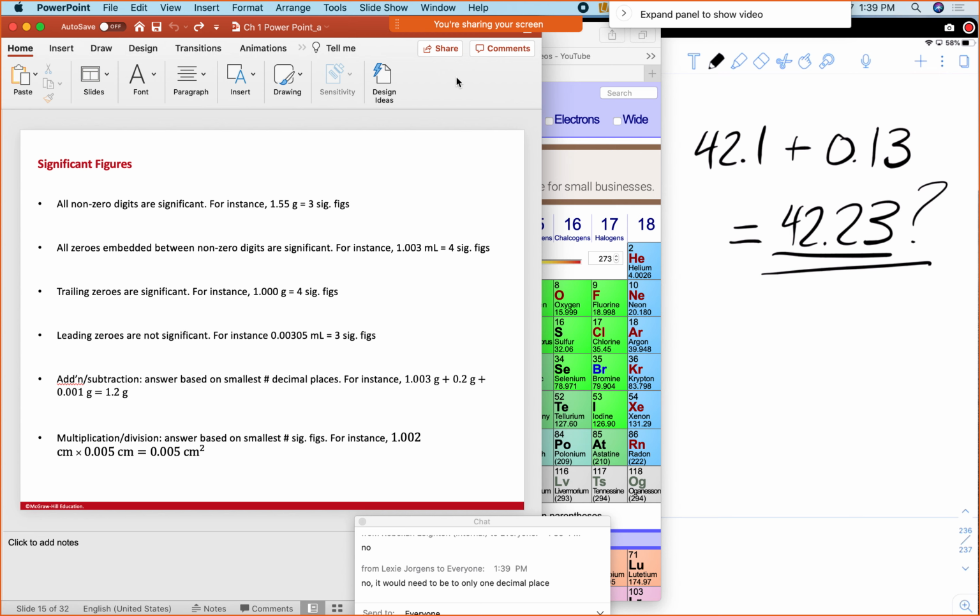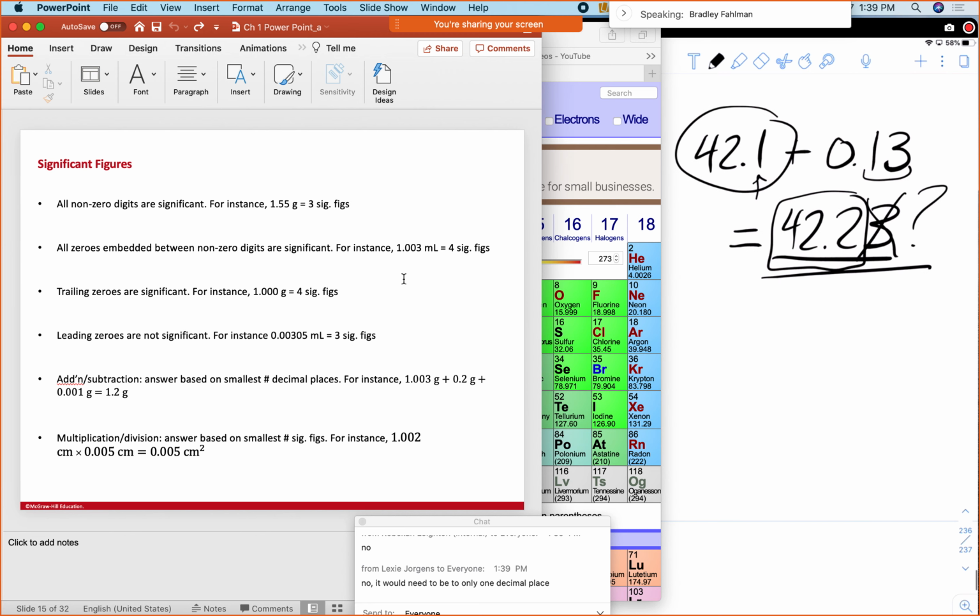Remember the operations for addition and subtraction. It's all about the decimal places. That has one decimal place, that has two, so your answer should only have one. And then you'll have to round appropriately. That's smaller than 5, so it really should be 42.2.